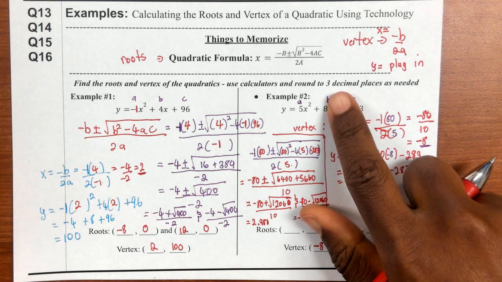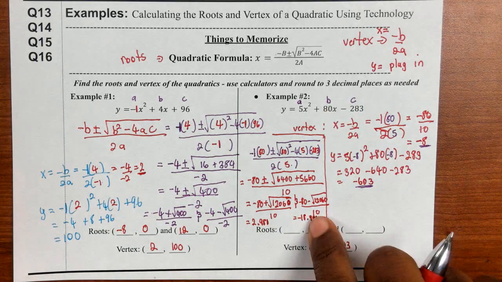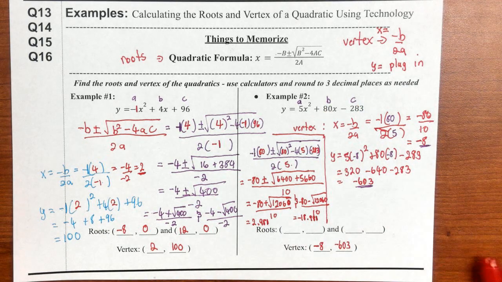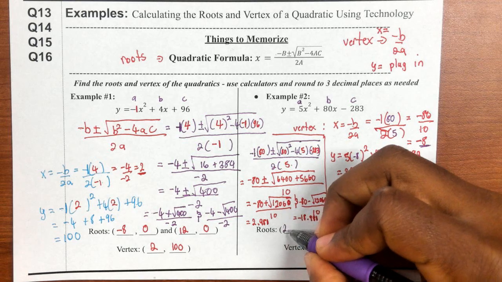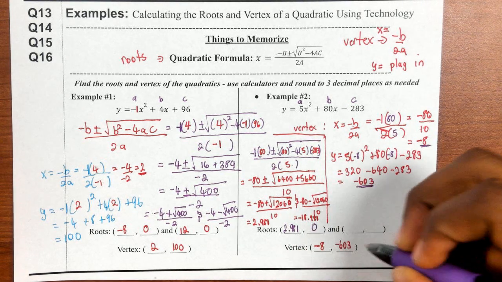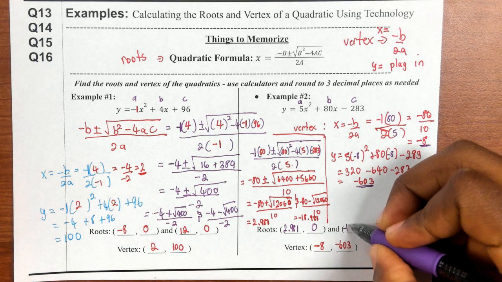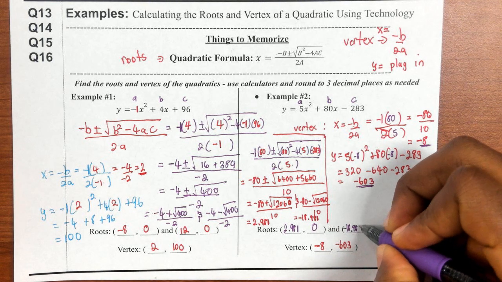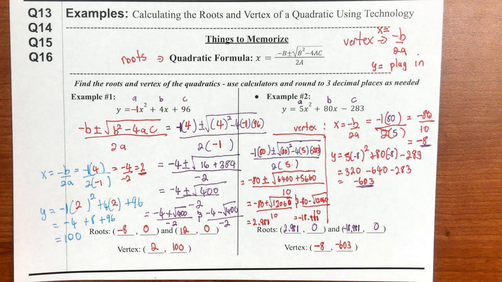It says round to 3 decimal places. These are already in 3 decimal places, so my answers are 2.981 and negative 18.981. So again guys, this is quite difficult, so make sure you do all the practice necessary.